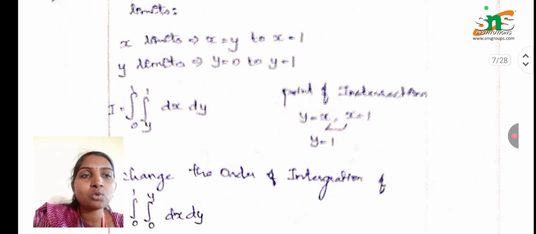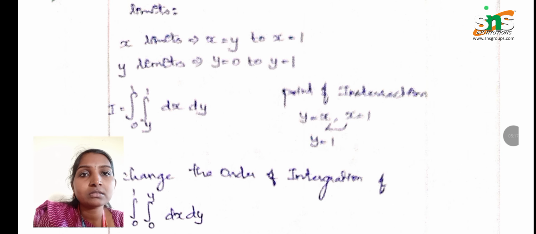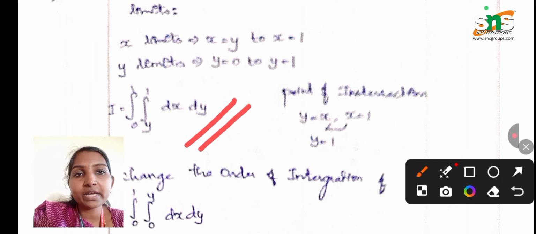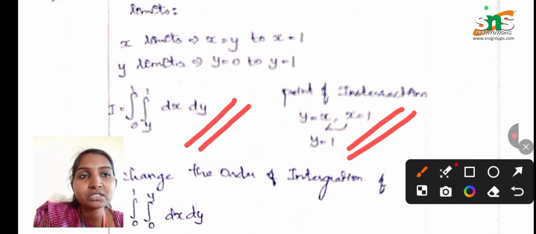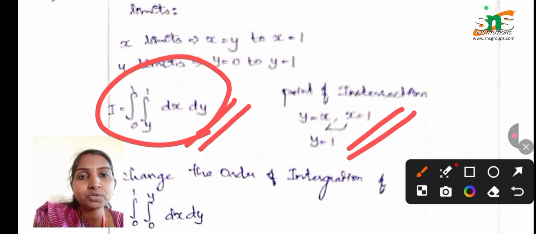So this is how we will change the order of integration for the given problem. After changing the order of integration, the integral becomes I is equal to integral 0 to 1, integral y to 1, dx dy. The point of intersection is 1 comma 1. So this is how we change the order of integration for the given problem.